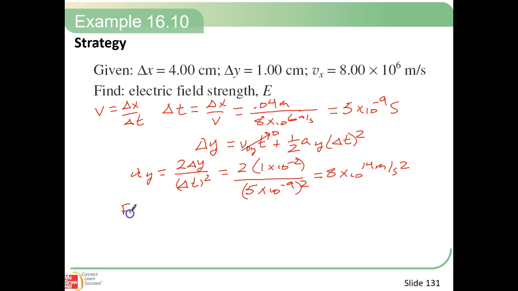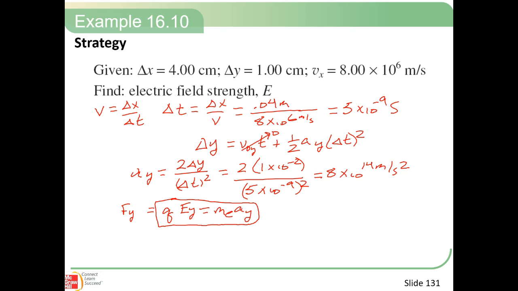We want to find out what that electric field strength is, and if you remember, we said that the force, and here we're going to do this in the y direction, is equal to the charge times the electric field in the y direction, and force is also equal to the mass of the electron times the acceleration of that electron in the y direction. Using what we have right here, we can rearrange the equation.